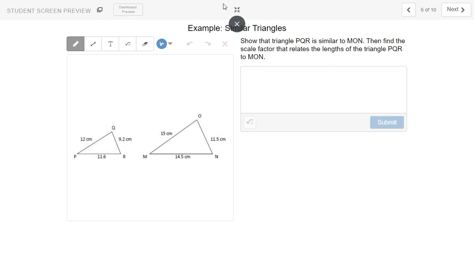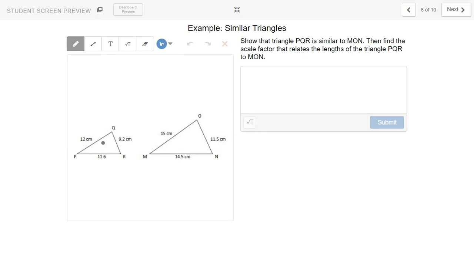Great. Example number 1. Show that triangle PQR is similar to triangle MON. Then find the scale factor that relates the lengths of the triangle PQR to MON. Well, first of all, we have no angles here. So using angle, angle, angle doesn't work. But we could use side, side, side to see if all of the sides are in proportion to each other.